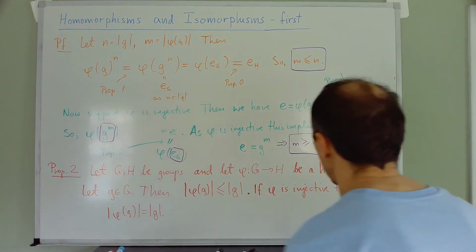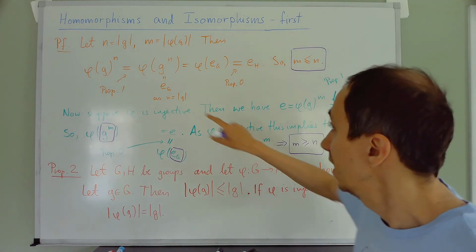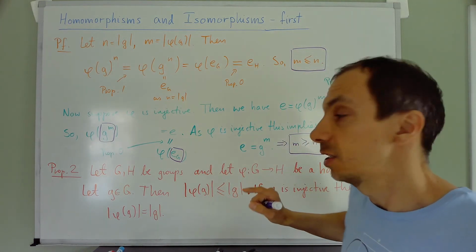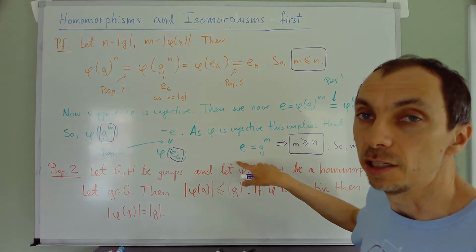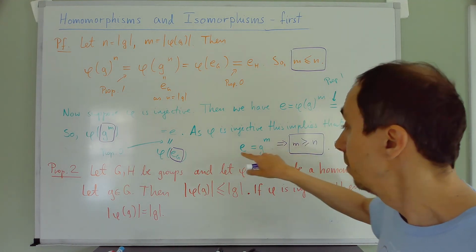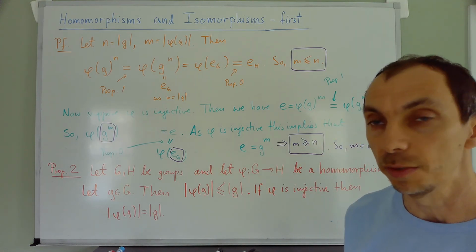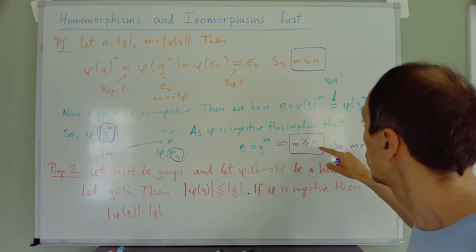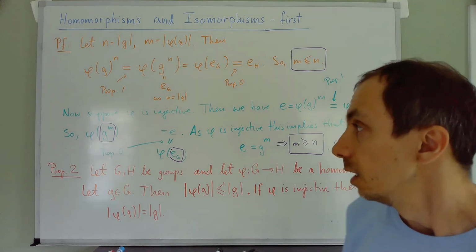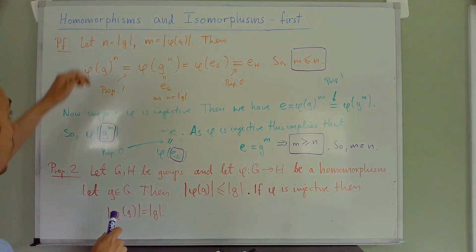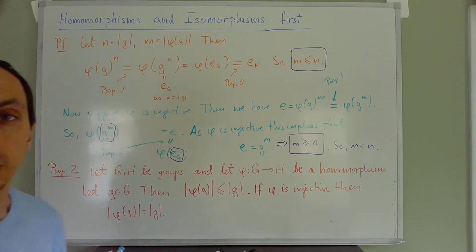But what does that mean in terms of orders? The order of G is n, which means n is the smallest positive integer such that G to that integer is the identity. But because G to the m is also the identity, that means m must be bigger or equal than n, because n is the smallest possible. So you get the inequality in this direction. So now you have both inequalities. So you get that m is equal to n. M was the order of phi of G, n was the order of G. So we have proven now this equality.